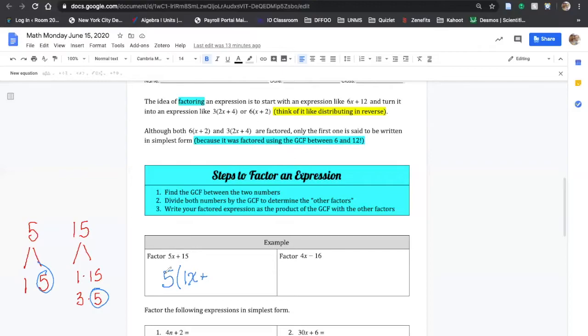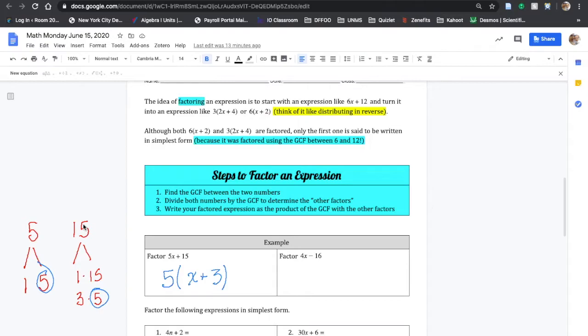plus 5 times what gives me 15? That's 3. So 1x plus 3, but we really don't even need to put the 1 there. So we can just say, sorry, my eraser's not working, 5 times x plus 3 is how I would write this in factored form.